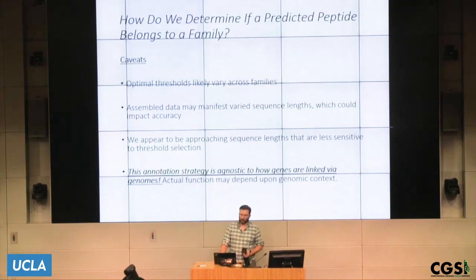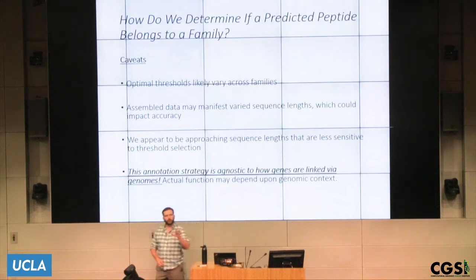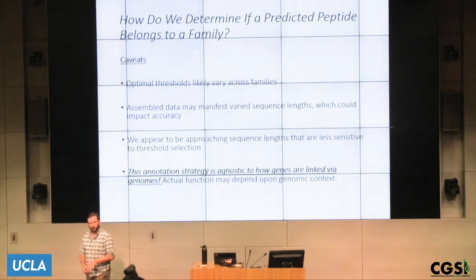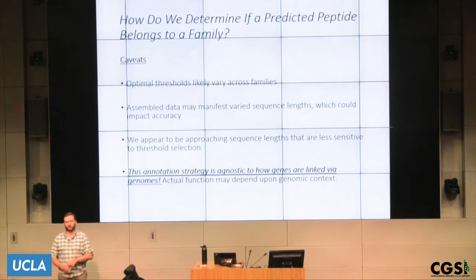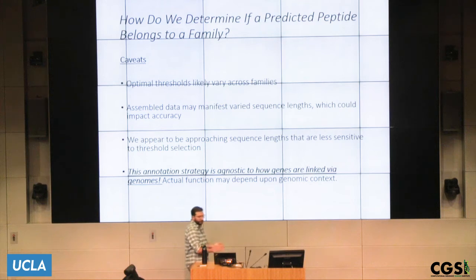Okay, so just to summarize, optimal thresholds likely vary across families. It is a point that reiterates the caveat that we saw on the gene prediction. Assembled data may manifest varied sequence lengths, because assembled data will produce contigs that are of varying sequence length. And so that might be something that has to be considered in the actual alignment, the homology inference stage.